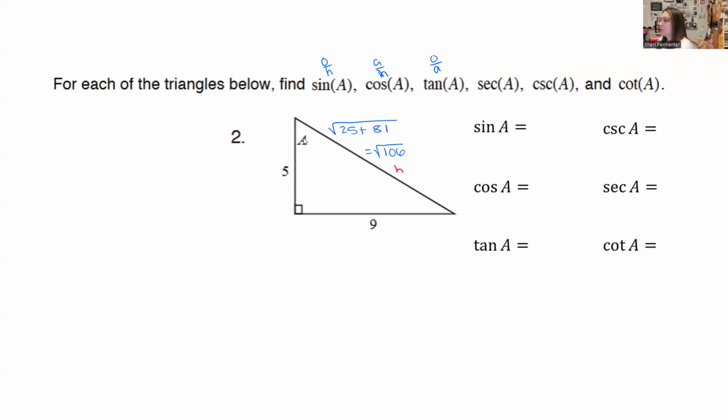What is another word for adjacent? Anybody know? Next to. So we use the word adjacent, but it just means the one next to or touching the angle. And so which number is next to or touching this angle? 5. So this has to be A. And then the other one is opposite. It's never going to touch. Opposite of my angle is 9. So I have O, A, and H.